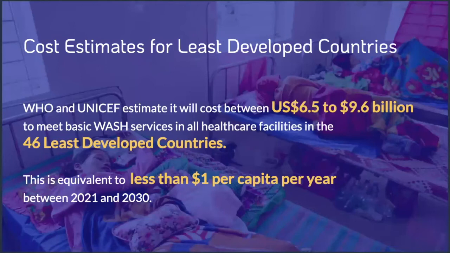So now that we better understand the gaps in WASH and healthcare facilities, the question becomes, what will it cost to address them? WHO and UNICEF developed a costing estimation study where they looked at the 46 least developed countries. Published in April 2022 in the Lancet Global Health, they estimate it will cost between $6.5 and $9.6 billion to meet basic WASH services in all healthcare facilities in the least developed countries. This includes capital investment and ongoing operations and maintenance between 2021 and 2030. This is equivalent to less than $1 per capita per year.